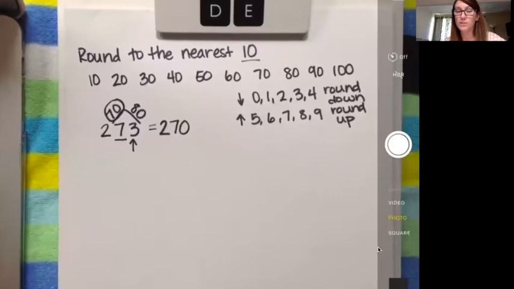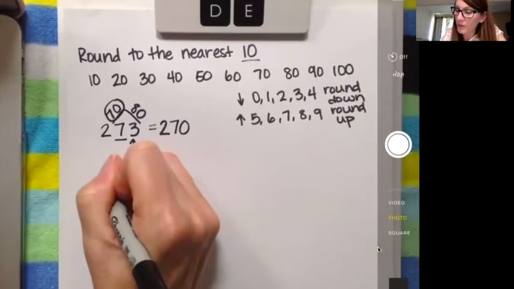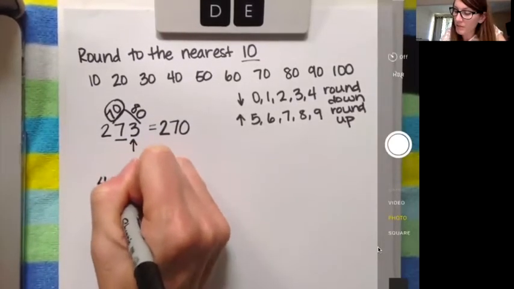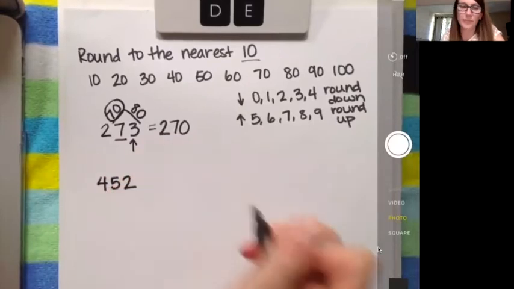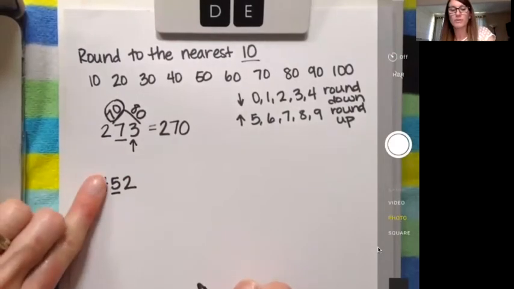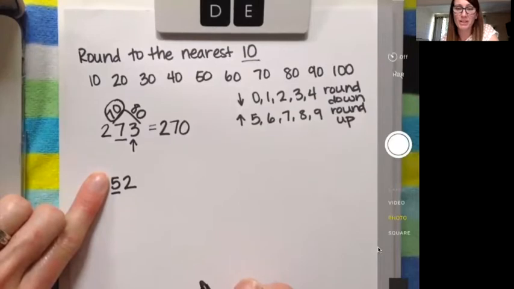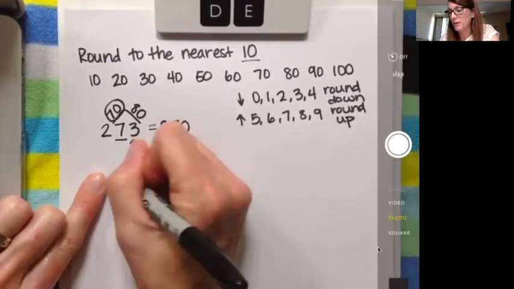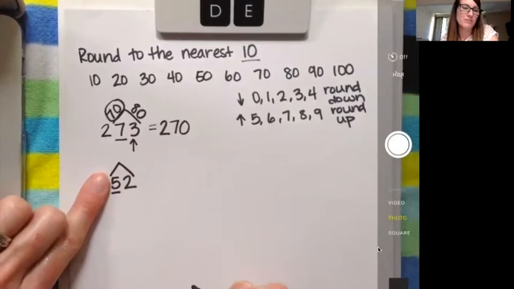Okay, let's do another one like that. Let's say I have the number 452. So I want to round it to the nearest 10, which means I need to underline the number that's in the tens place. As you can tell, there is a 5 in the tens place. So I'm going to underline that 5. Then I'm going to cover up that 4 because I don't want to worry about it. That's 400. I'm going to put my roof on top of 52.